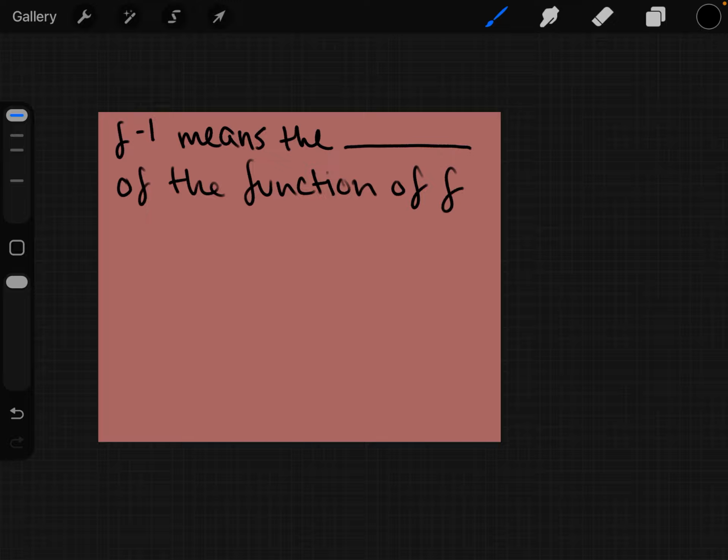Okay, guys, I literally can't even say what this is. I can't read it because that's the answer. This means the what of the function of f. It's called f inverse. It's the inverse.